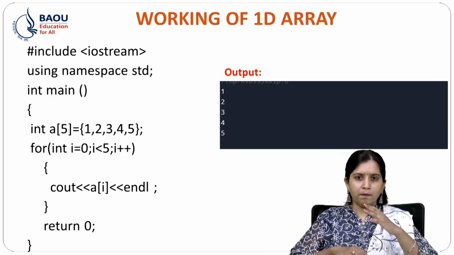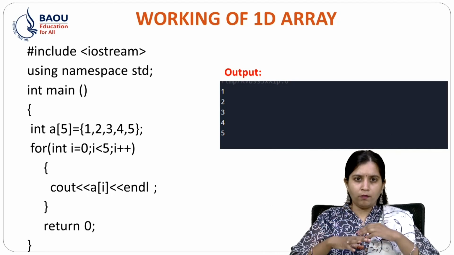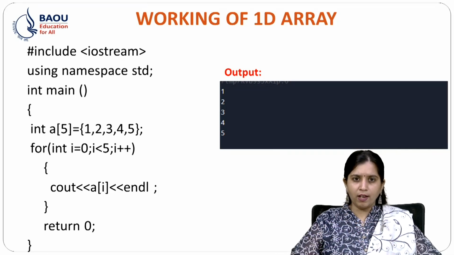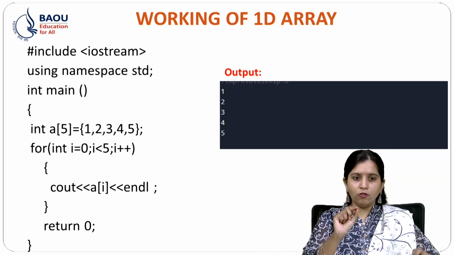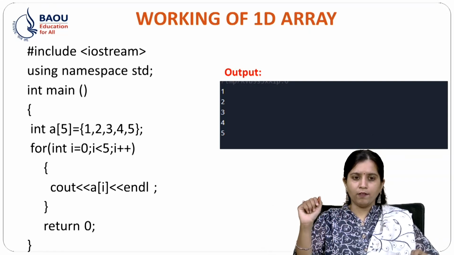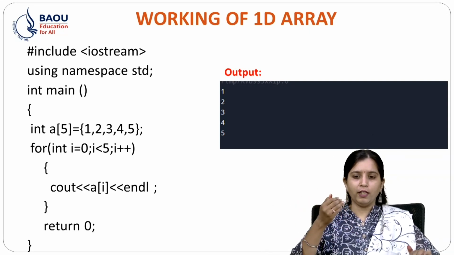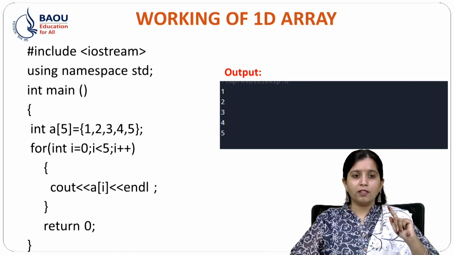So we can represent the array with a picture like this. Each value in an array is called an element. So the values 1, 2, 3, 4, 5 are the elements of the array A. Whenever we execute this program, the output of this program is like this.